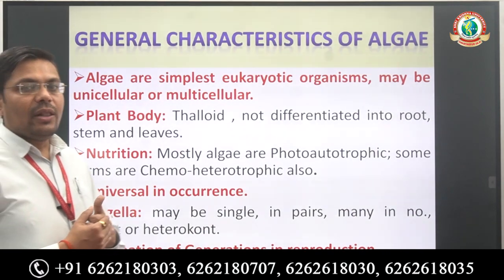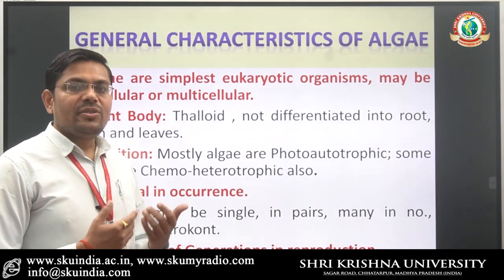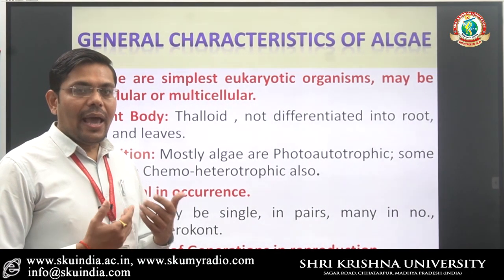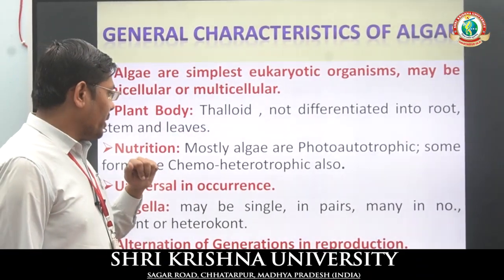What is the meaning of thalloid? Thalloid means a plant body which is not differentiated into root, stem and leaf. So that plant body is called a thalloid plant body.